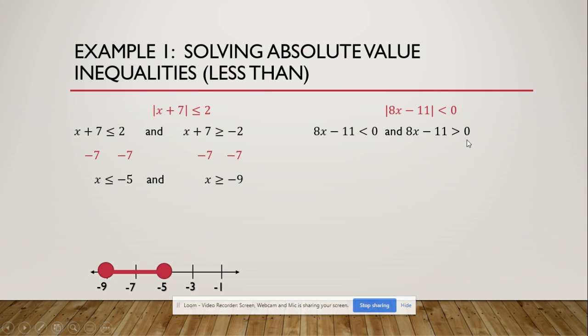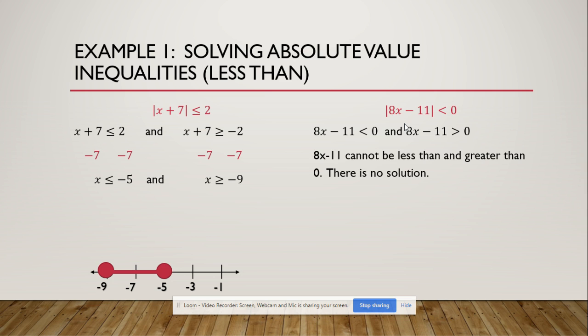Now, earlier I had stated that C has to be greater than 0. Now here it's not greater than 0, it's actually 0. But think about what this is saying. This 8x minus 11, whatever number it is, has to be less than 0. But it also has to be greater than 0. So it has to be negative and positive. Well, there's no number that's like that, which means that there is no solution here.